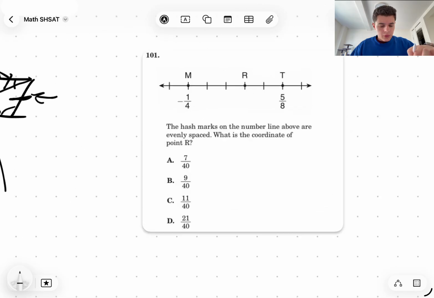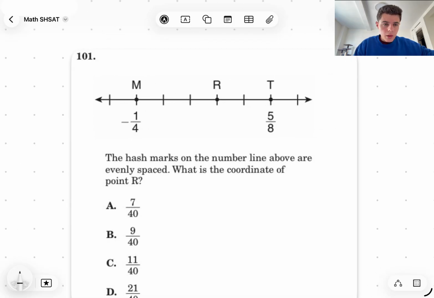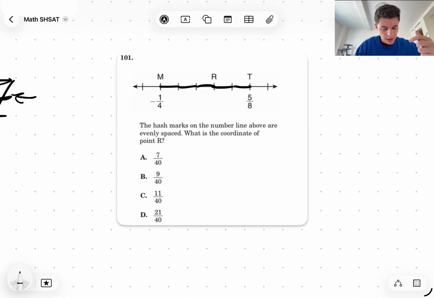Okay, so here's the last question. The hash marks on the number line above are evenly spaced. What is the coordinate of point R? Well, this one's more so, it's not even really a geometry problem. But let's just go through it. So, we know that these are evenly spaced. Well, how many hash marks do we have in between M and T? We have 1, 2, 3, 4, 5. We have 5 hash marks between M and T.